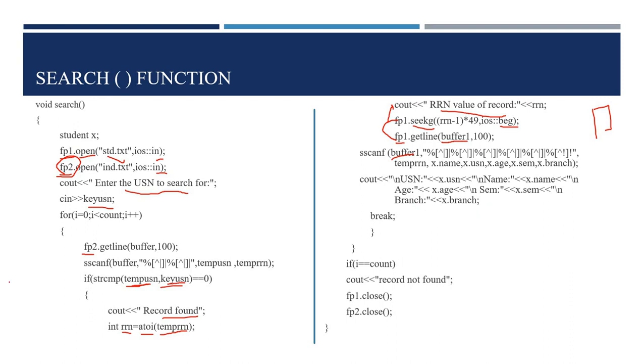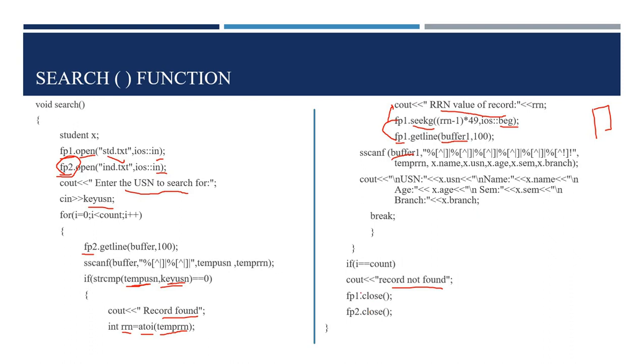If the condition fails and the record is not available, then it will display that the record is not found. Then both the file pointers have to be closed and we exit the loop.